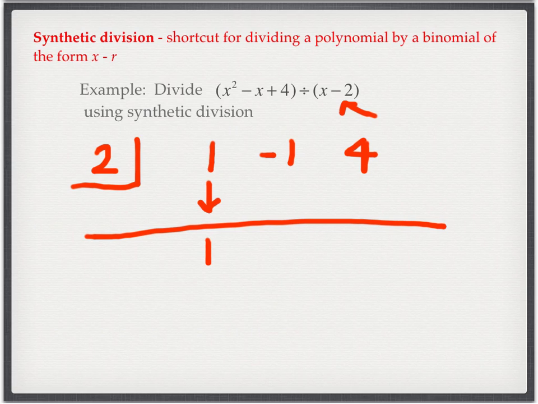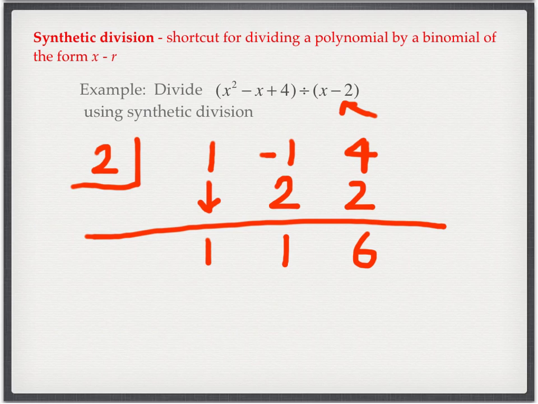So all I always do is multiply the number in the box by the number down here, and I put my result right here. So in this case, it's going to be 2 times 1. I'll put my result right there. So 2 times 1 is 2, and now I just add. Negative 1 plus 2 is 1, like that. And then I keep going through that whole same process once again. So 2 times 1 is 2, 4 plus 2 is 6, and then I'm actually done.